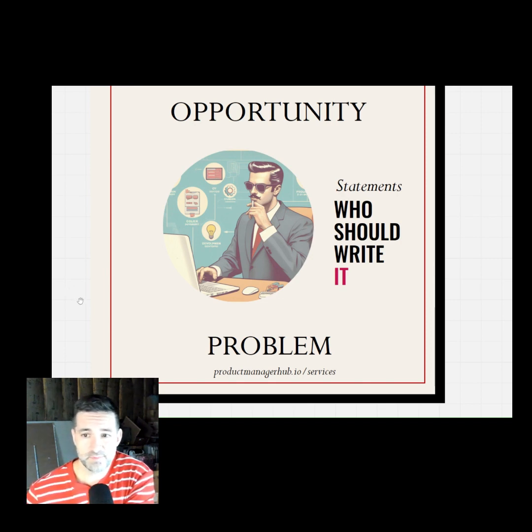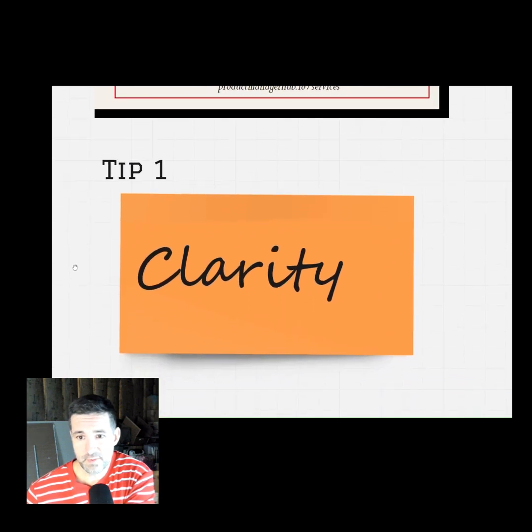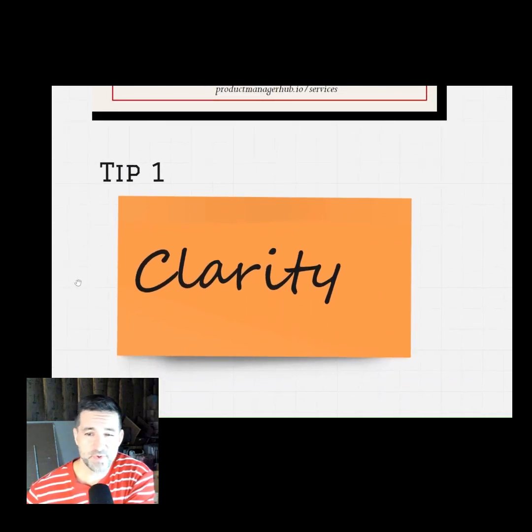So, when it comes to writing an opportunity or problem statement, the first key element that makes a great problem or opportunity statement is really clarity. Clearly defining the problem or opportunity is the foundation of successful product management. Ambiguity can lead to misalignment within your team, wasting resources, and ultimately developing a product that just misses the mark. So make sure your statement is concise, specific, and leaves no room for interpretation. So that's tip number one.